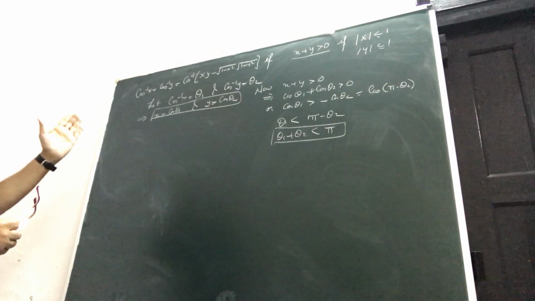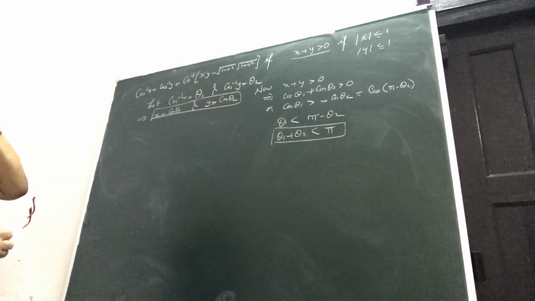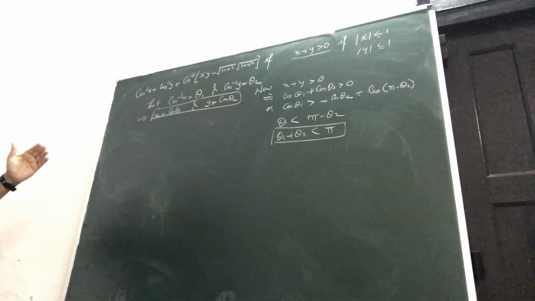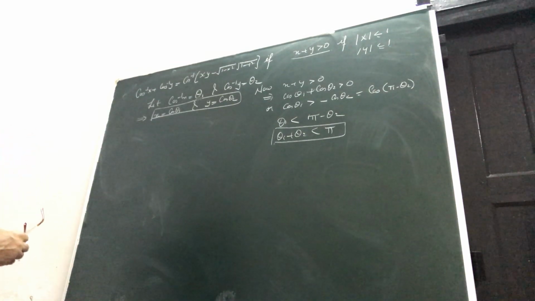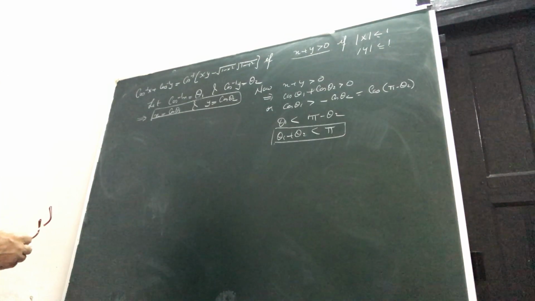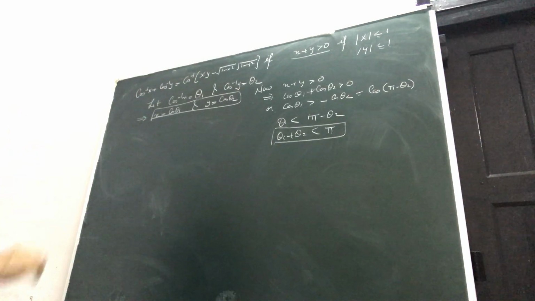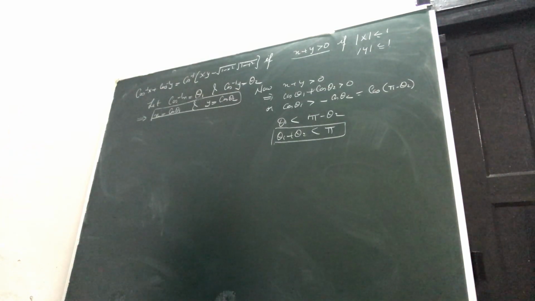Cos, it is minus 1 to plus 1. Okay, cos theta from minus pi by 2 to pi by 2 goes from minus 1 to plus 1. So theta 1 is cos inverse x, so theta 1 plus theta 2 is less than pi.